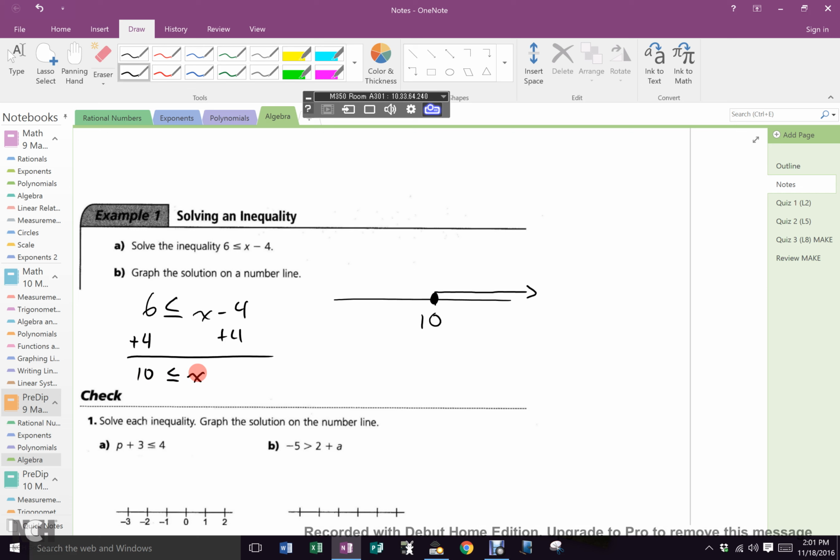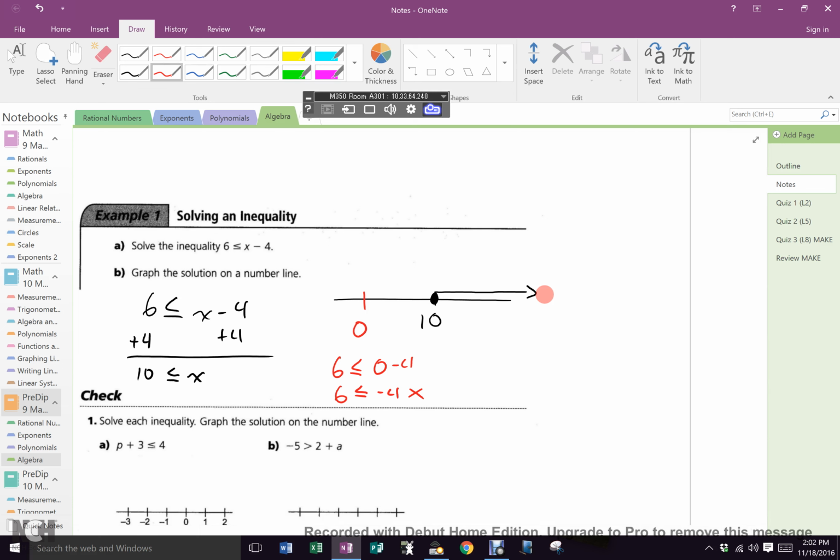Let's say you don't remember that. I just gave you a third way to check it. What's the number I said to check it with? 0. There's 0. 6 is less than or equal to 0 minus 4. 6 is less than minus 4. Is that true? No. So 0 can't be part of the answer, so the arrow can't go over 0. So it has to go this way. Everybody understand? Yeah, I get it.